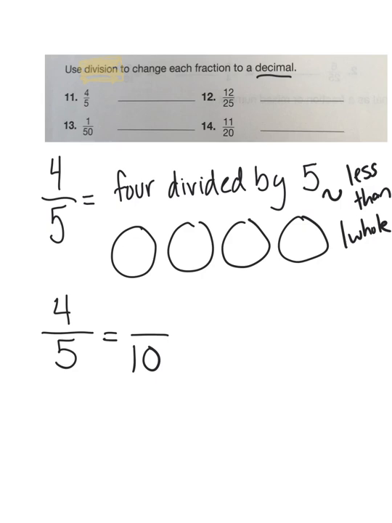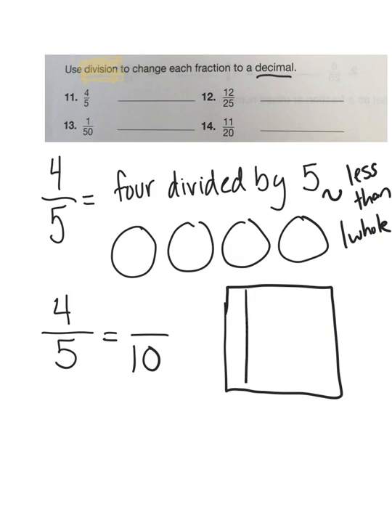And I can do this using a visual model if I want. Like if I had something with 5 equal pieces, I could shade in 4 of them. 1, 2, 3, 4.